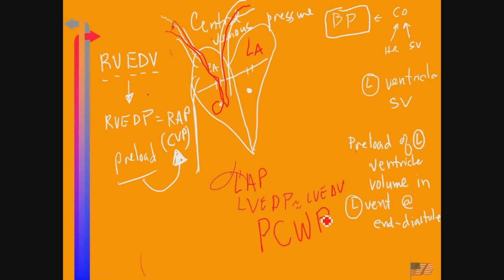Pulmonary capillary wedge pressure, PCWP.